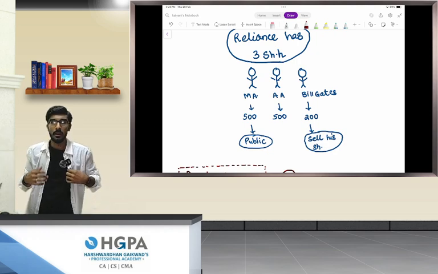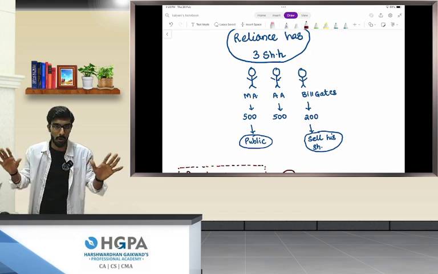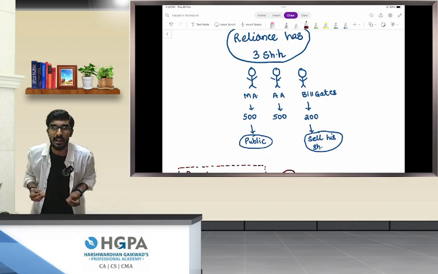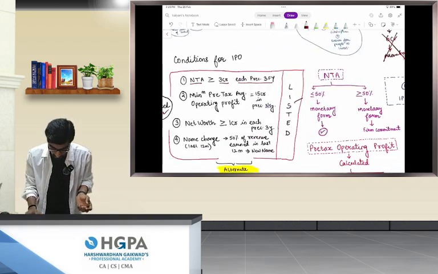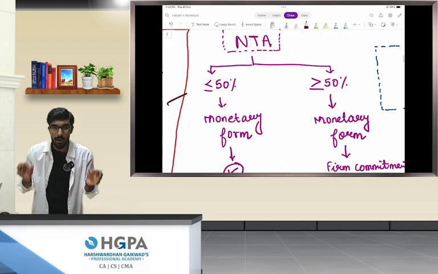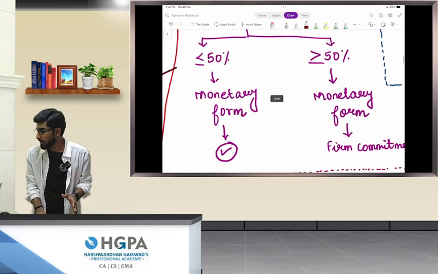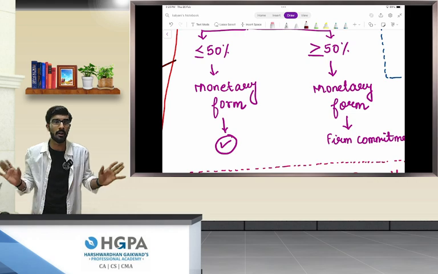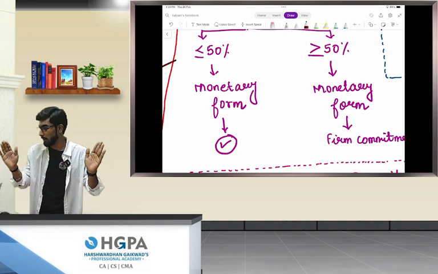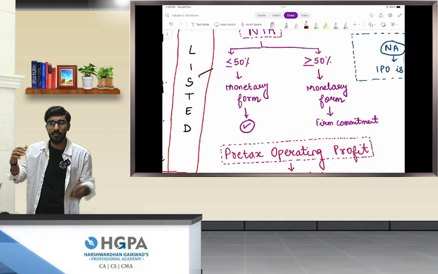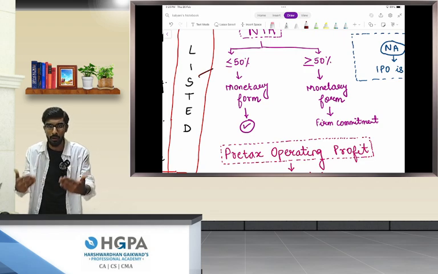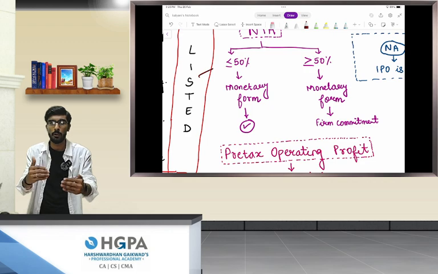Now, is Mukesh Ambani getting any monetary benefit? No. If Mukesh Ambani is not getting any monetary benefit, tell me, is he required to follow the monetary form condition, that 50% should be held in monetary form? No. Because if I'm not getting any monetary benefit, I'm not required to follow this condition.